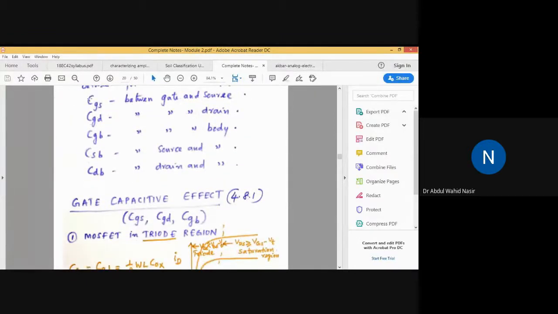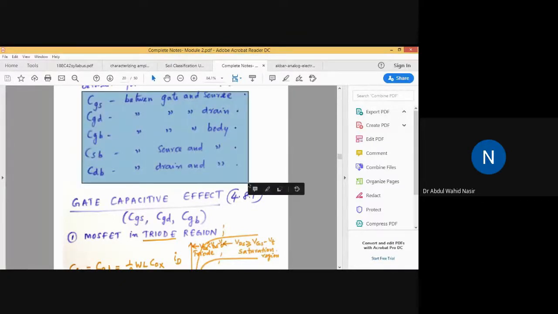So we have seen all these 5 capacitances. Out of these 5, CGS, CGD, and CGB, that is the capacitance between gate and source, between gate and drain, and between gate and body, are due to the gate capacitive effect. We will be analyzing these capacitances under the gate capacitive effect.